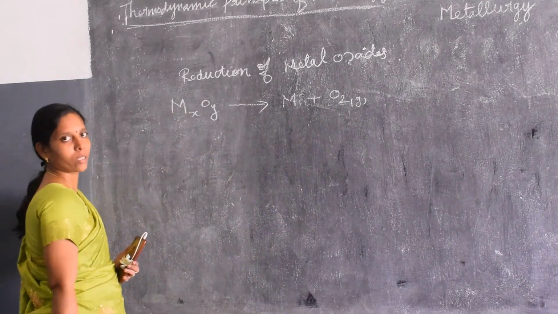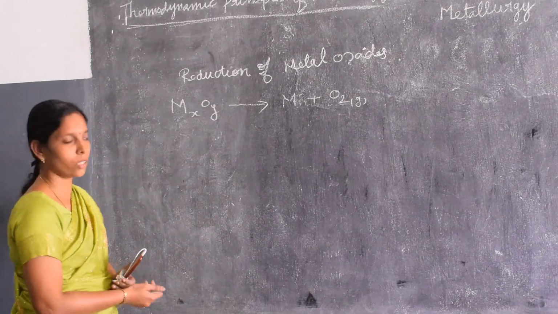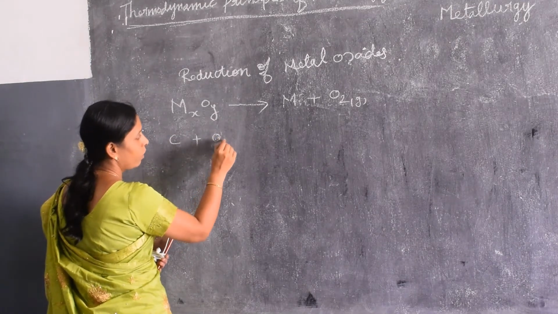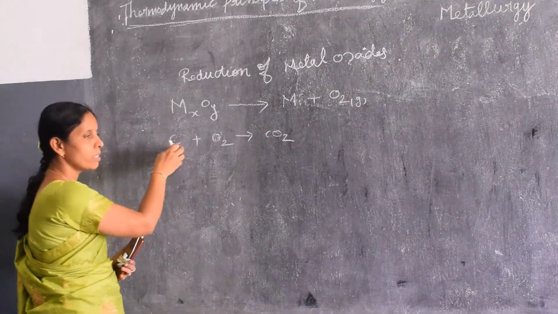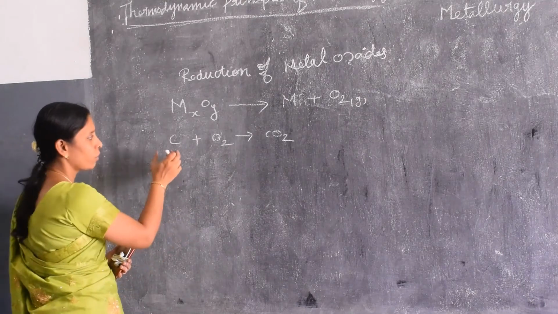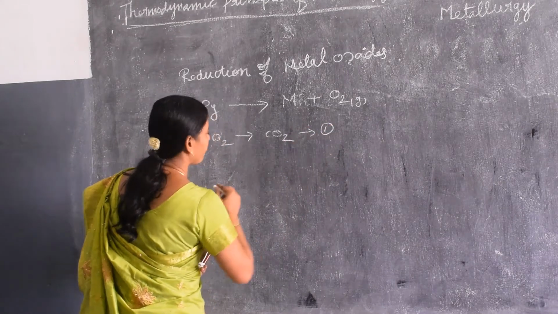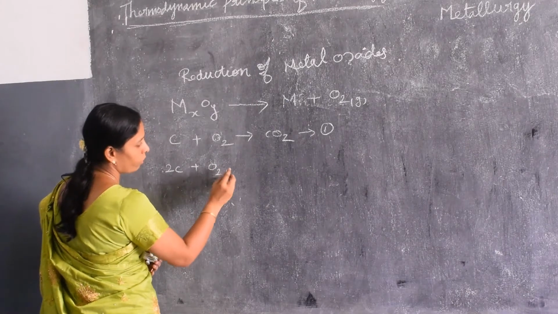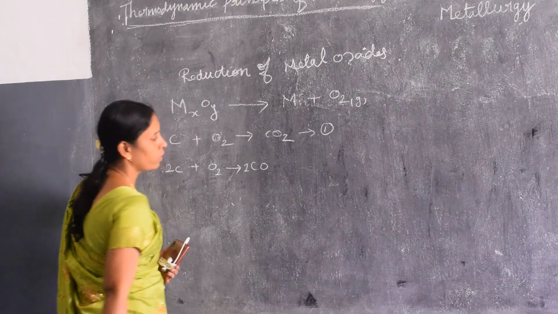So we need a reducing agent. If carbon is taken as the reducing agent, carbon gets oxidized to form either carbon monoxide or carbon dioxide. Carbon gets oxidized to form carbon dioxide; this is equation 1. And 2 moles of carbon is oxidized with oxygen to form 2 moles of carbon monoxide.